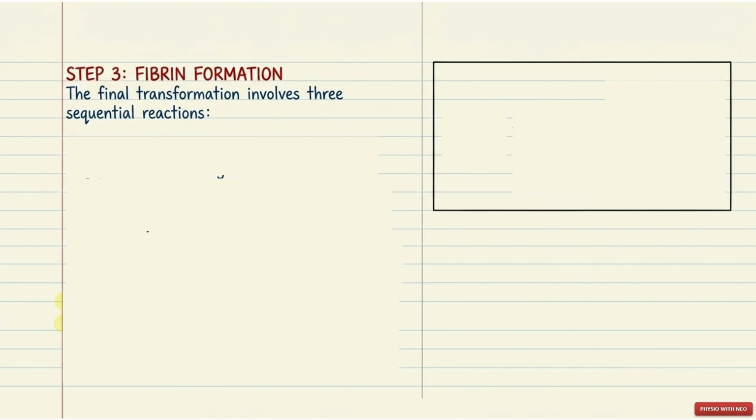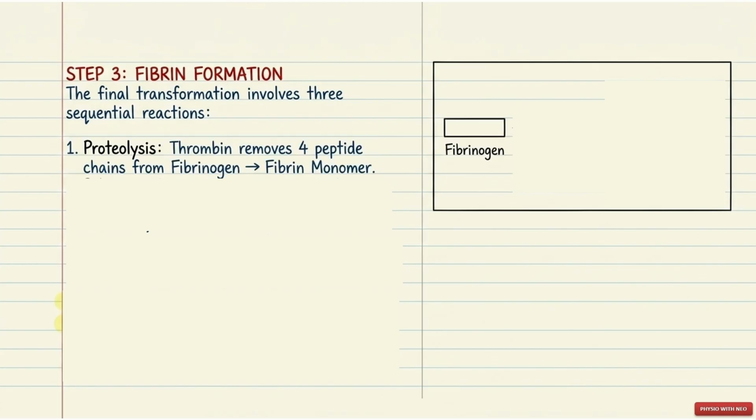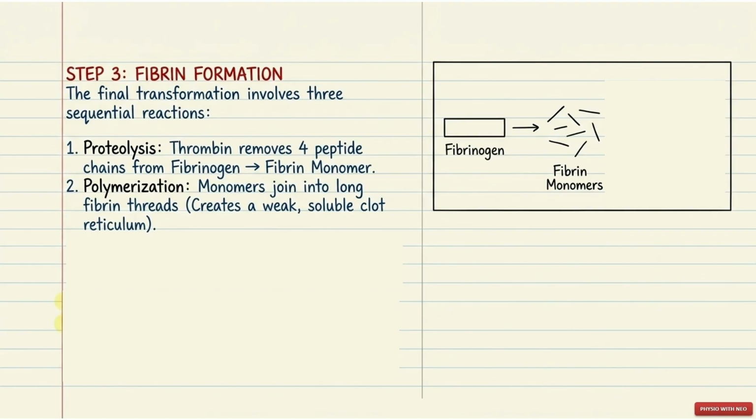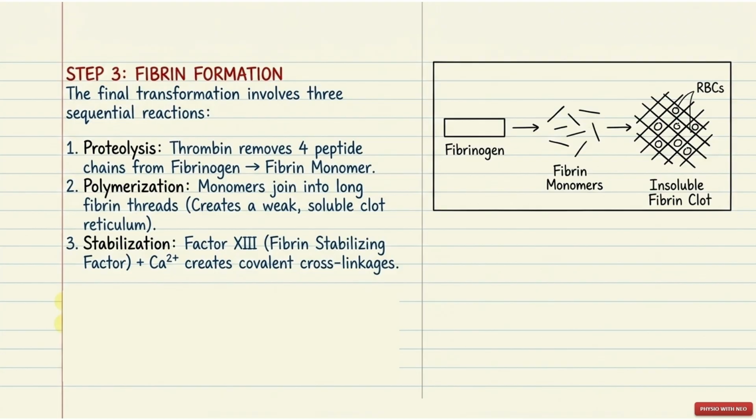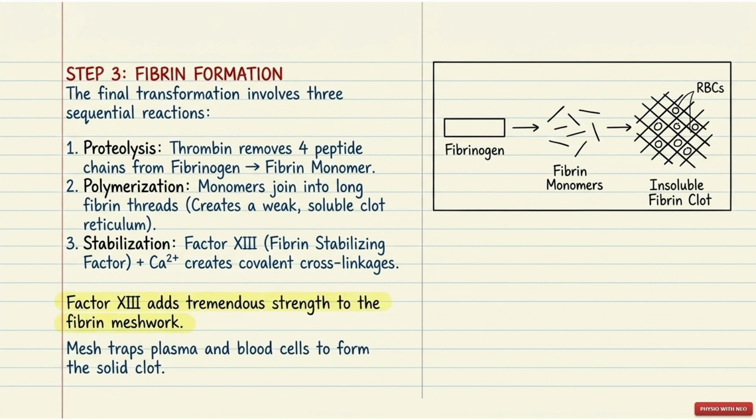Now the final step, that is formation of fibrin. This requires 3 sequential reactions. First, proteolysis. That is, thrombin converts fibrinogen to fibrin by removing 4 peptide chains. Next comes the polymerization. Here, these monomers join together to form the fibrin thread. And then the stabilization. In this, factor 13, that is the fibrin stabilizing factor, along with calcium, creates covalent cross linkages. Remember, factor 13, the fibrin stabilizing factor, adds tremendous strength to this fibrin meshwork. Examiners love this point. Now, this meshwork traps plasma and blood cells to form the solid clot.